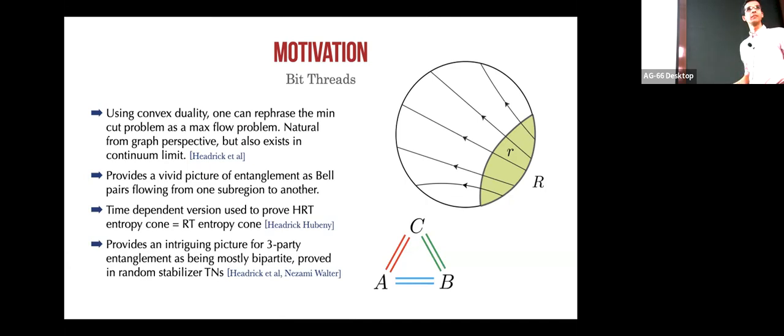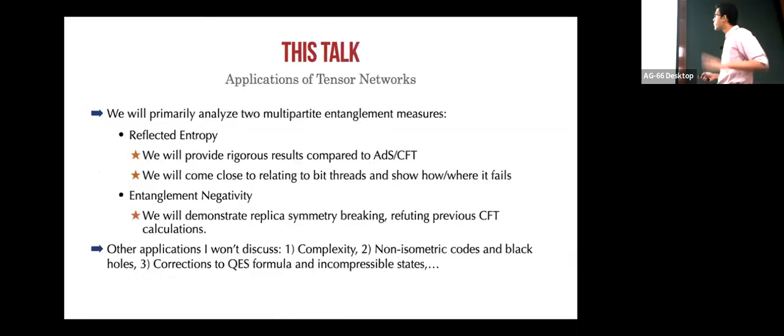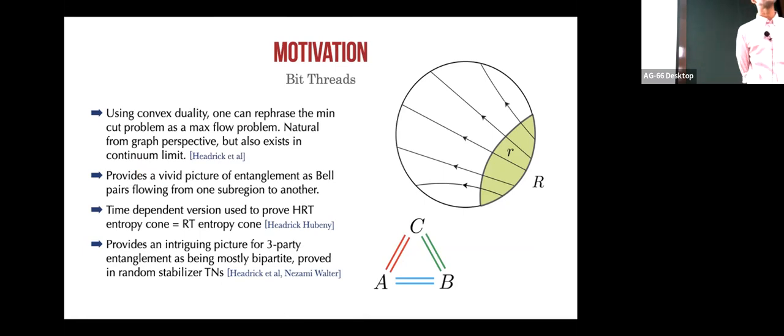So the bit thread picture basically says that the bit thread cannot split. A bit thread from one point in some interval has to end up in only one other interval. It's a flow which is going from one side to the other. So that's what this last point is about, the mostly bipartite.